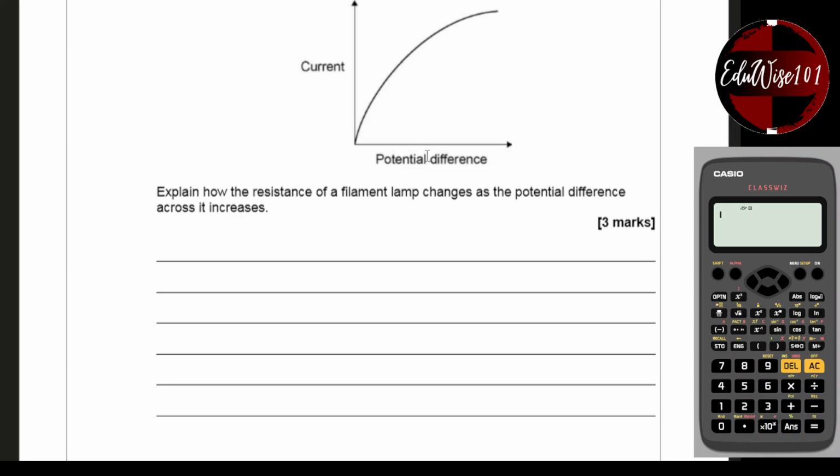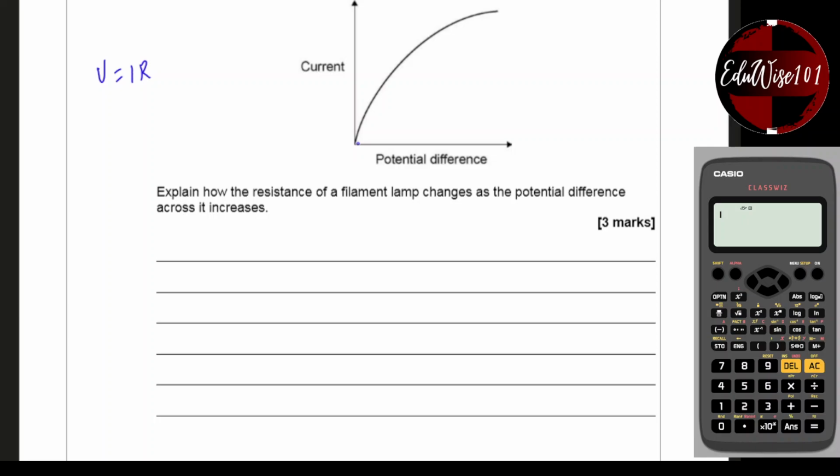Now you have to think about this equation, V equals IR. Now here, as the potential difference increases, the current is steadily increasing, and then it's actually the rate of increase is actually becoming less. Now if you rearrange this equation, actually let me just explain to you in a different way, explain how the resistance.